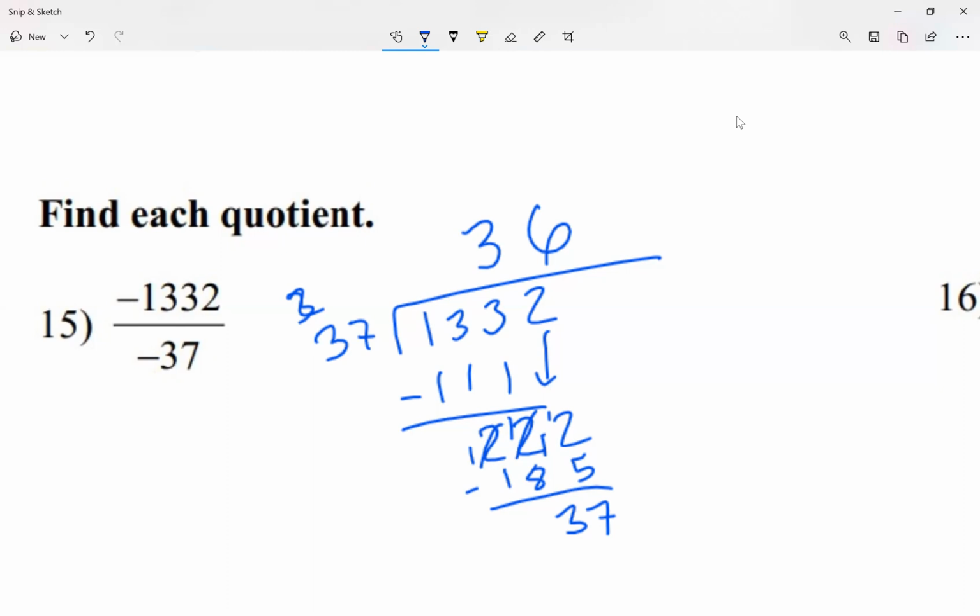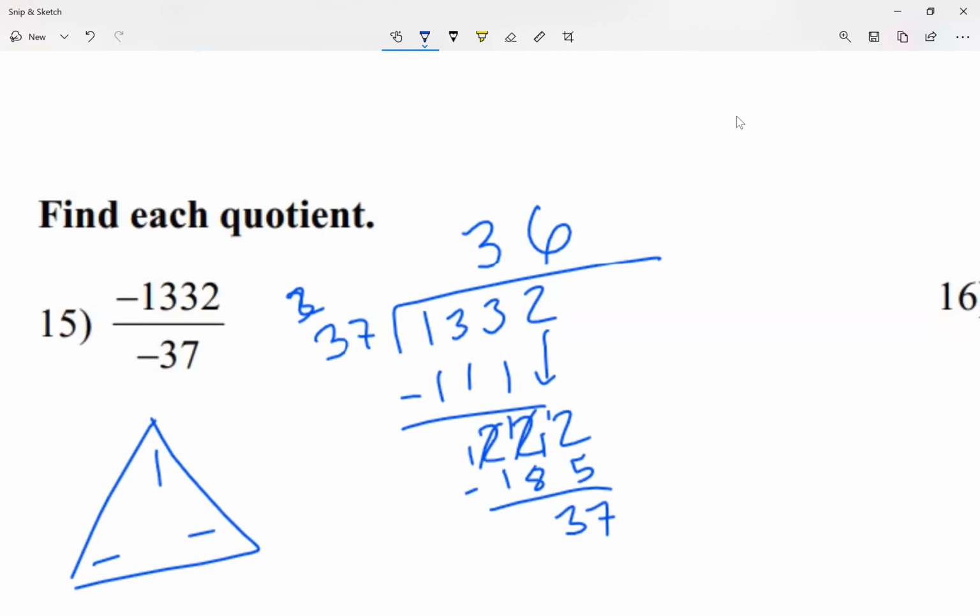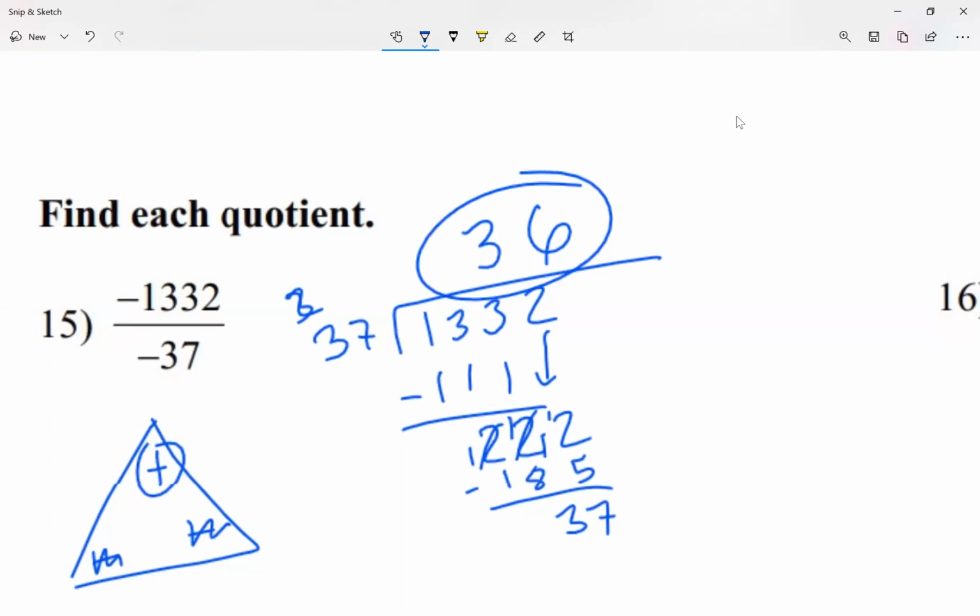Now, one thing I'm going to say, if that is difficult, draw a triangle here, and I'm going to draw 2 negatives and 1 positive. And then cancel the 2 signs that you use. There's 3 signs altogether. Cancel the 2 signs that you use, and whatever's left, that's basically your answer. So let me cancel the 2 negative signs that I use. My answer is positive. So my answer here would be positive 36.